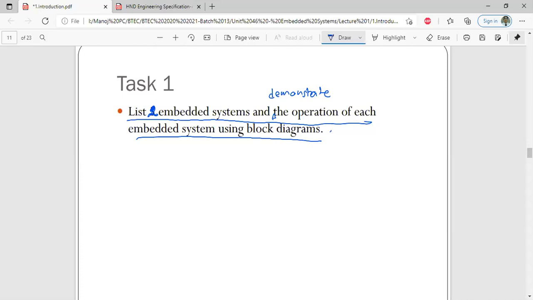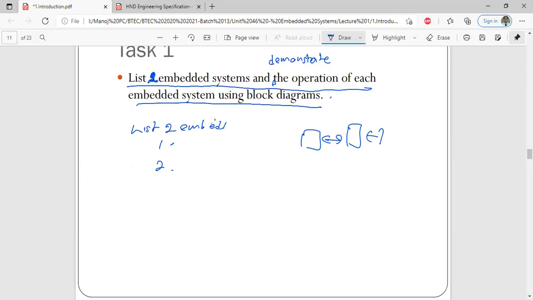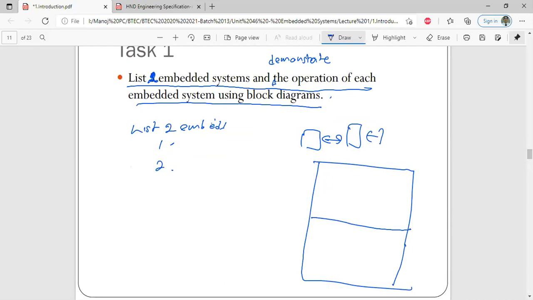So you have to list two embedded systems, one and two. Then the operation you have to show using a single block diagram, and you have to draw this. Take an A4 size sheet, then draw these things on a single sheet on one side. So here first one, and this is the second one, and how the operation works.